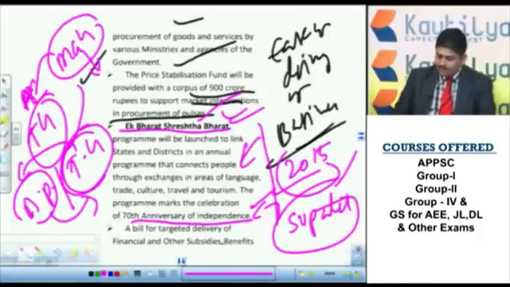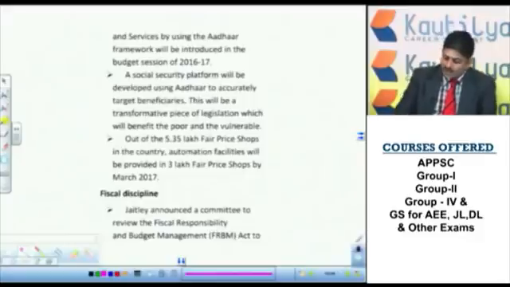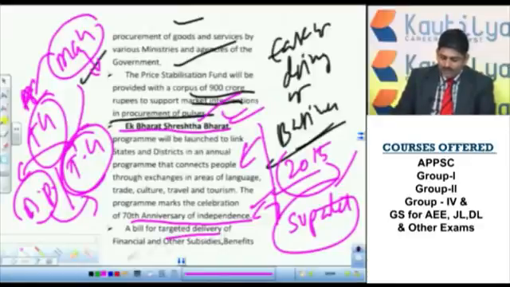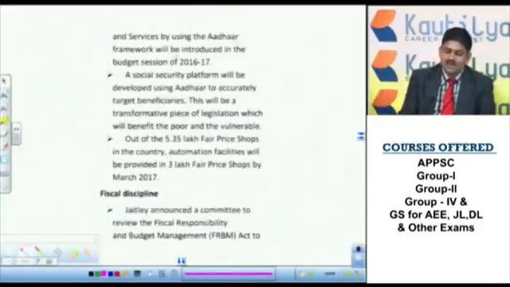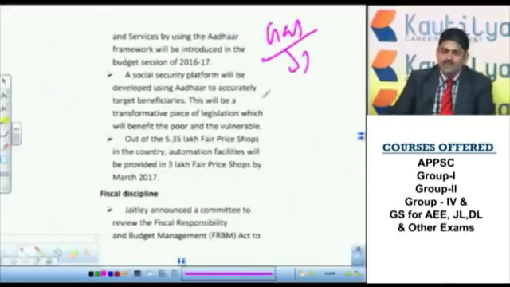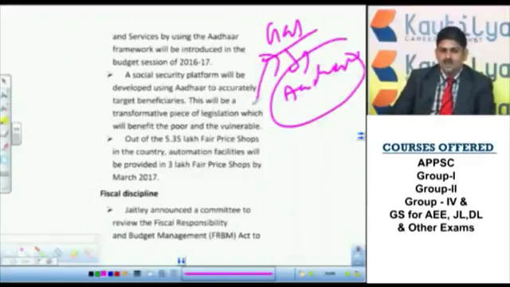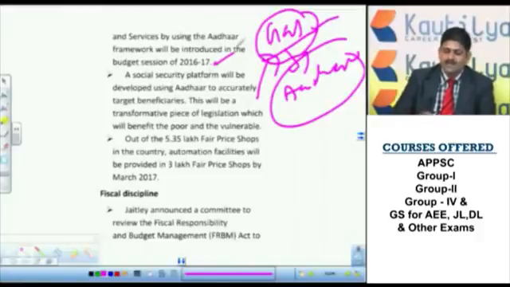Next, linking of Aadhaar. See here, a bill targeted to deliver financial and other subsidies, benefits and services using the Aadhaar framework will be introduced. That means, as I already discussed, gas is linked with Aadhaar. If Aadhaar linking is there, the scheme or the target amount will reach the target section. This is the idea. Linking of Aadhaar is the same thing I told you. Next, a social security platform will be developed using Aadhaar to accurately target beneficiaries. So this is another important proposal.